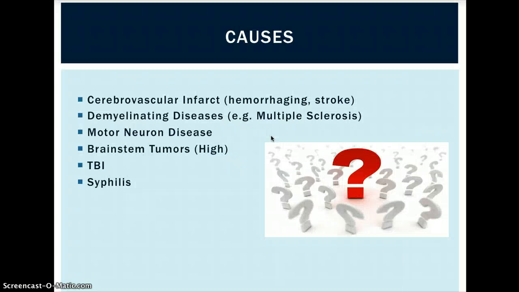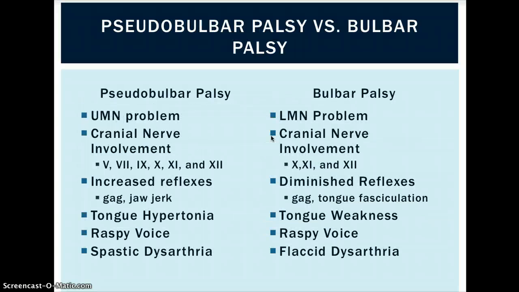So there are many causes of pseudobulbar palsy. The most prevalent would be a stroke, then demyelinating diseases such as multiple sclerosis, other motor neuron disease, brainstem tumors, which would be high in the brainstem before those cranial nerve nuclei, as well as traumatic brain injury and even syphilis, but in very rare cases.